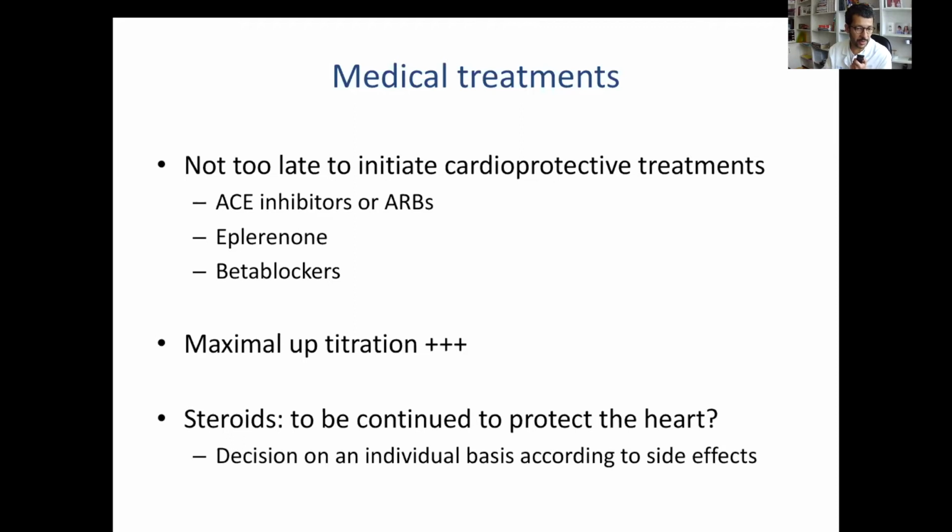Another important point is that those treatments should be up-titrated to the maximal tolerated dose, because many patients have those treatments, but at a low dose. And there is an extensive literature in the general population in the field of heart failure showing that the higher the doses you give, the more efficient the treatments are to prevent heart failure progression.